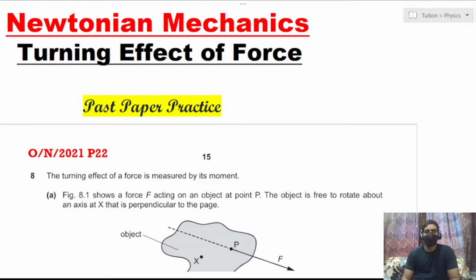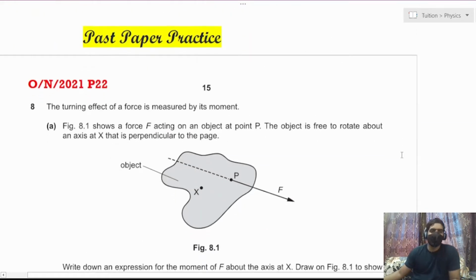So, we continue our past paper practice of Newtonian mechanics, and the topic that we have for today is turning effect of force, aka moment of force. And pretty much all the questions that we'll be solving today are kind of most recent questions, like the very first one I have from 2021 October November session P22. So, for the most part, we'll be solving the recent questions. Let's start with the first one.